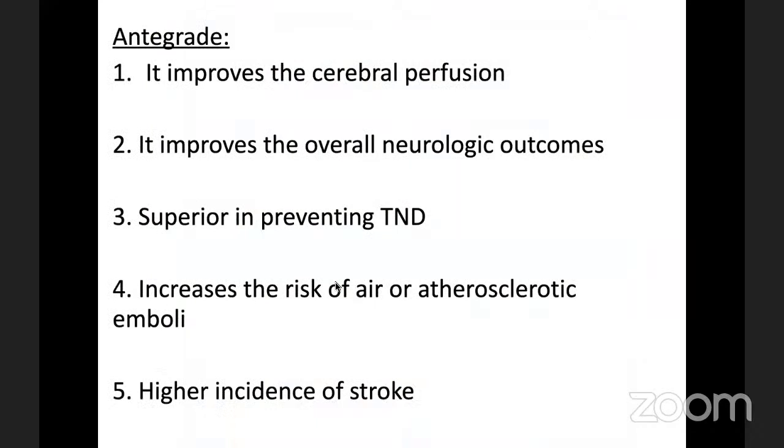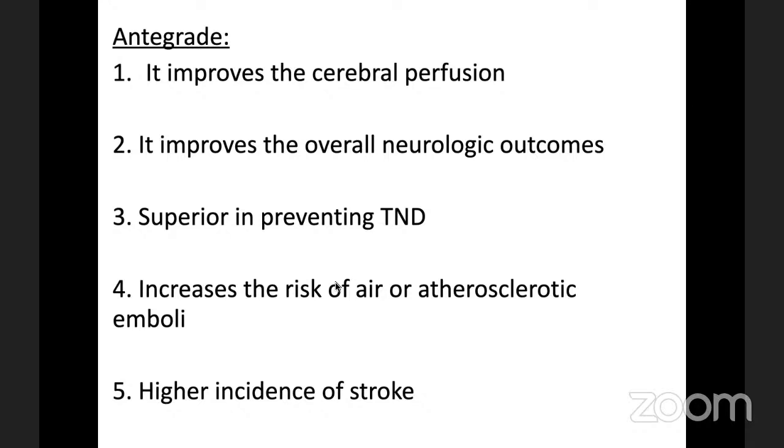Moving to the antegrade one. So the antegrade one improves the cerebral perfusion. It improves the overall neurologic outcomes. It's superior in preventing a temporary neurological dysfunction. It increases the risk of air or atherosclerotic emboli.